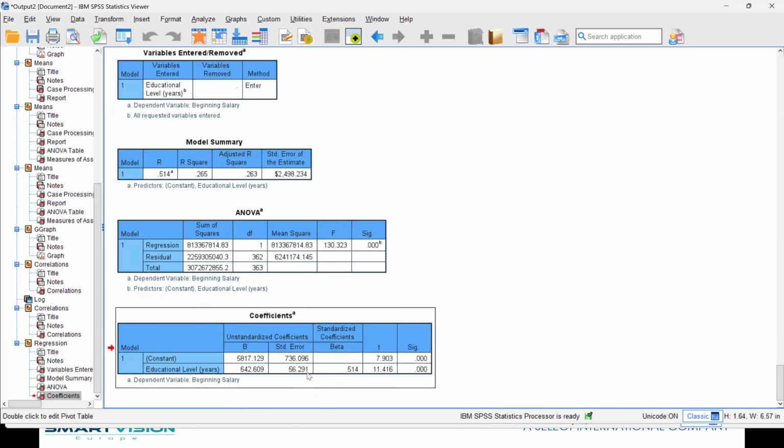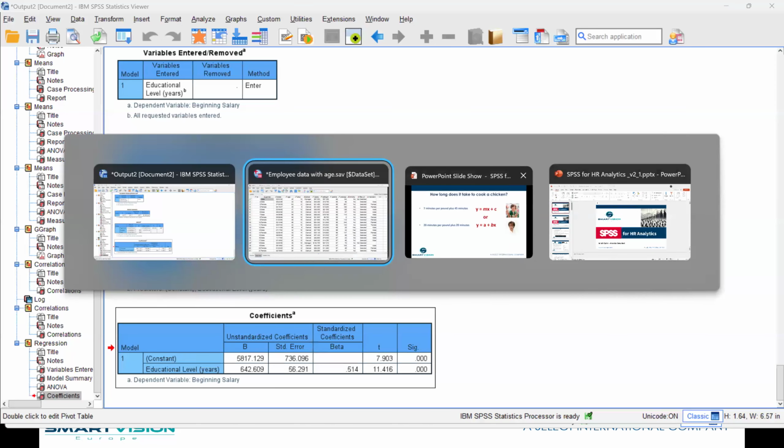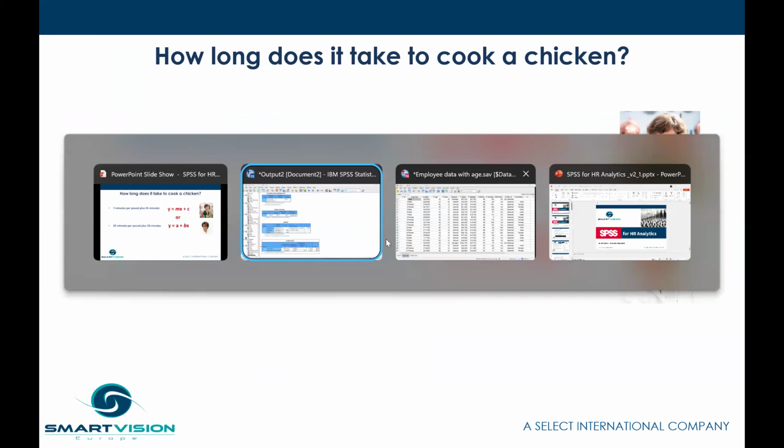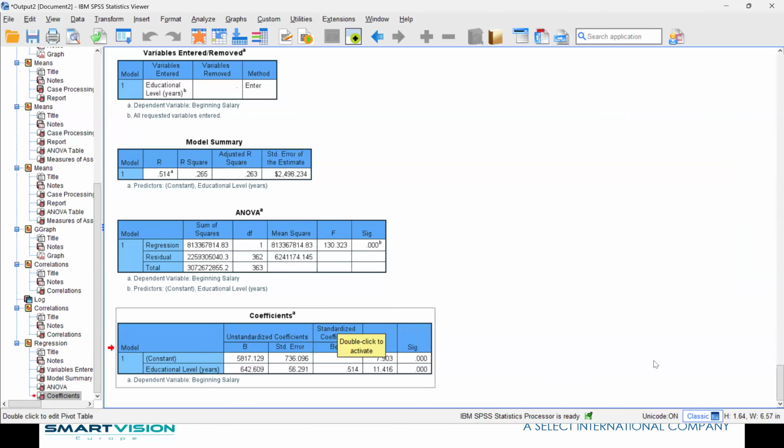And then it gives me my little formula, my y equals mx plus c. It's actually giving me these numbers here, the constant and the coefficient. Here's the constant: 5,817. And then it gives me a number, 642. Well, that's $642. That says for every year of education you get $642, and then you add on $5,817 at the end, and that gives you your prediction. That helps you predict what people's current salary is. And it will be accurate to within like 26%. So not massively accurate, but reasonably accurate.